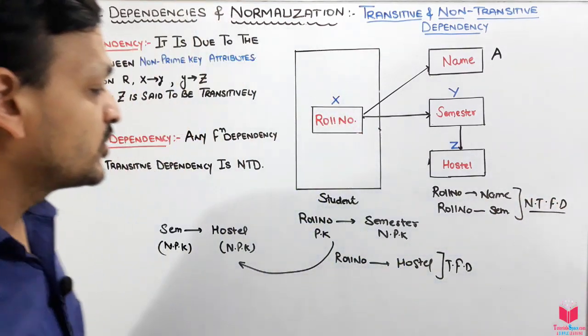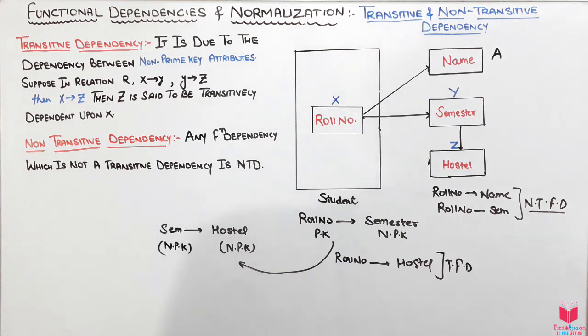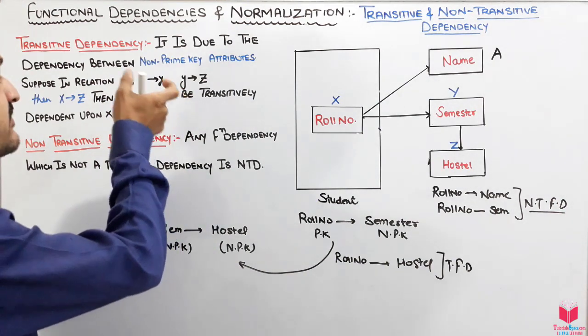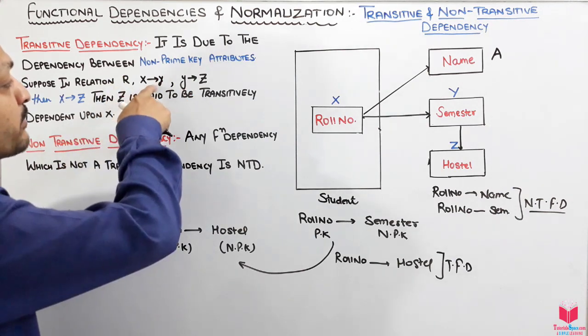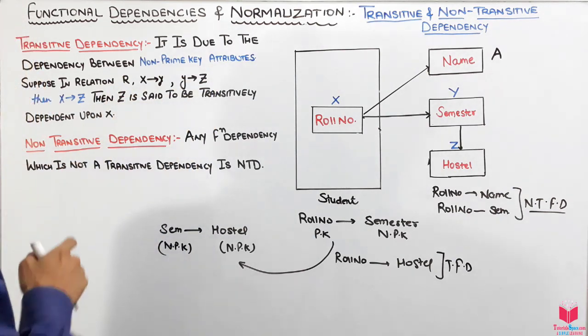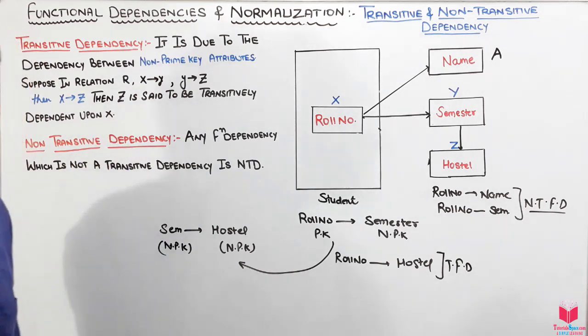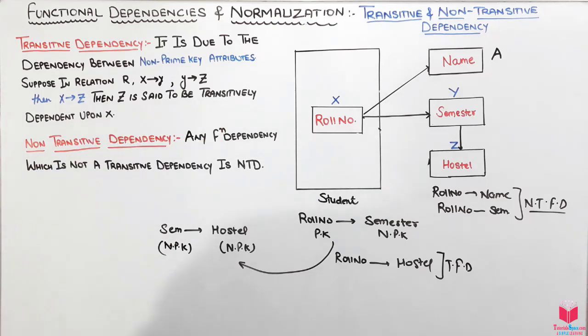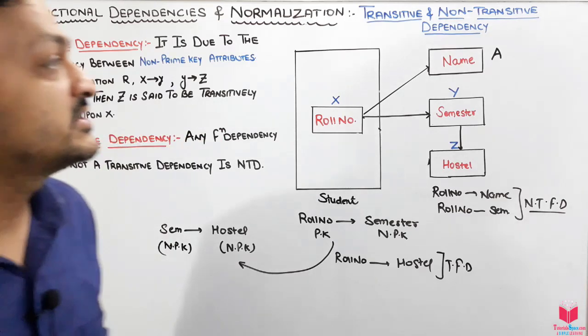Okay guys, so you have to remember that transitive dependency exists only when we have one prime key and one non-prime key and there is a functional dependency, and from that non-prime key to another non-prime key a functional dependency also exists. Then we can say there is a transitive dependency. Okay, so guys, this is all about transitive and non-transitive dependency.